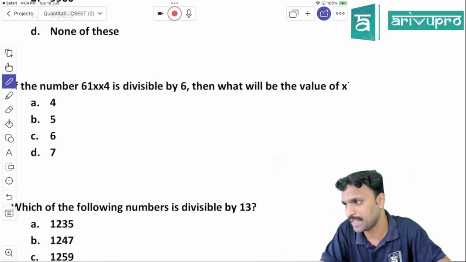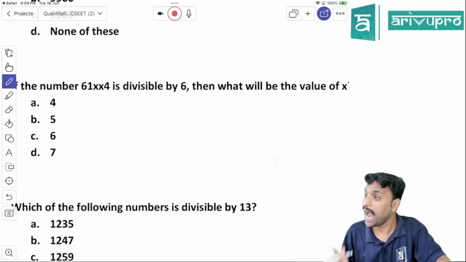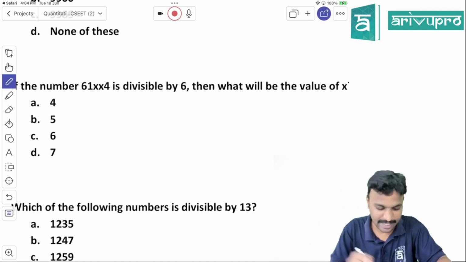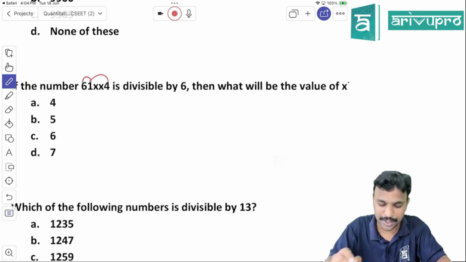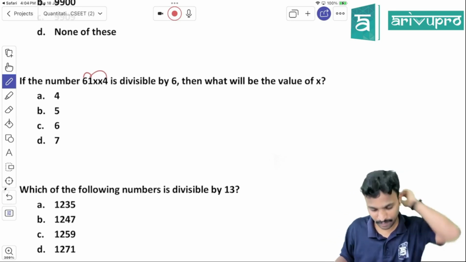It should be divisible by 4 first of all. I mean 2 first of all. Is it divisible by 2? Yes. And it should be divisible by also 3. For it to be divisible by 3, the sum of these numbers should be divisible by 3.